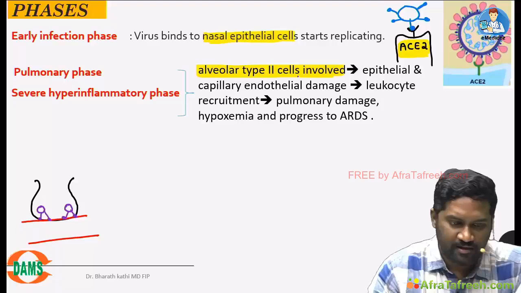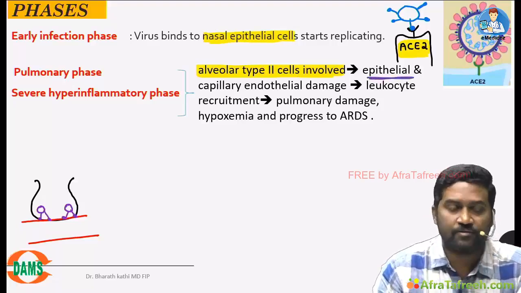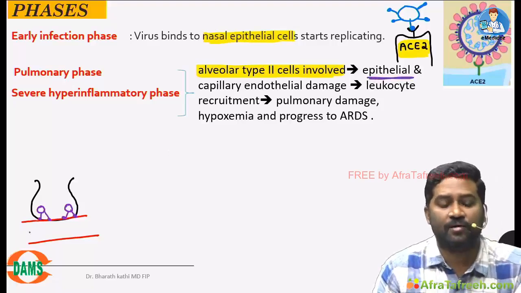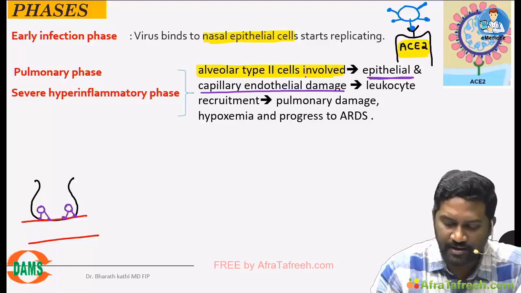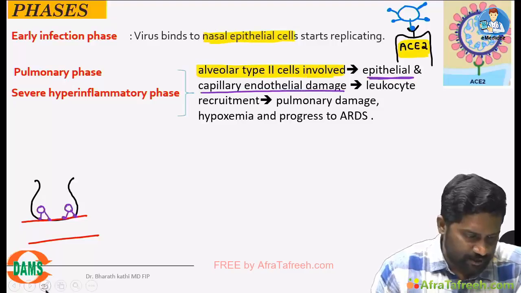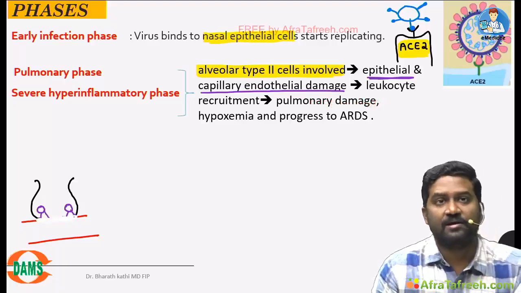Because of binding to alveolar type 2 cells, it will cause epithelial damage, and adjacent to the epithelium generally you will have endothelium, and there will also be severe endothelial damage. So see here, there will be damage to epithelium and endothelium, just like in ARDS.